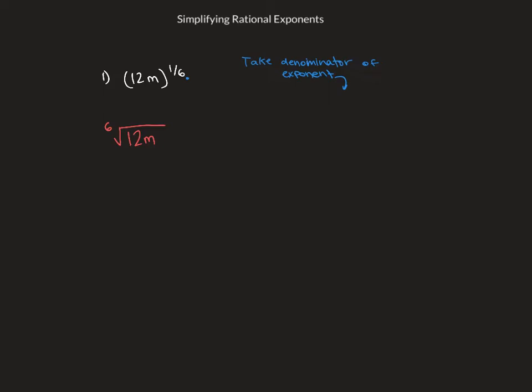So as you can tell, this fraction went from being the denominator into being basically just the front of the root. Now that's just simple enough. That'll be the first example.